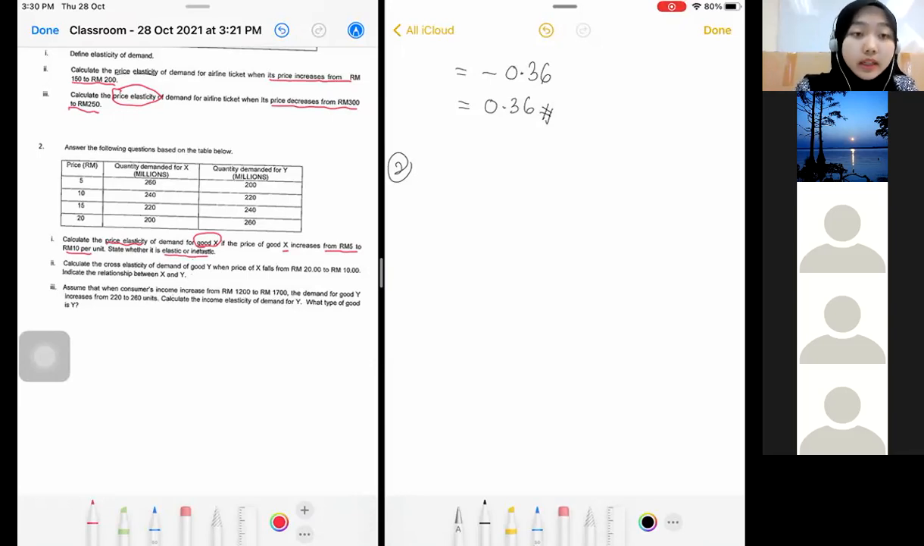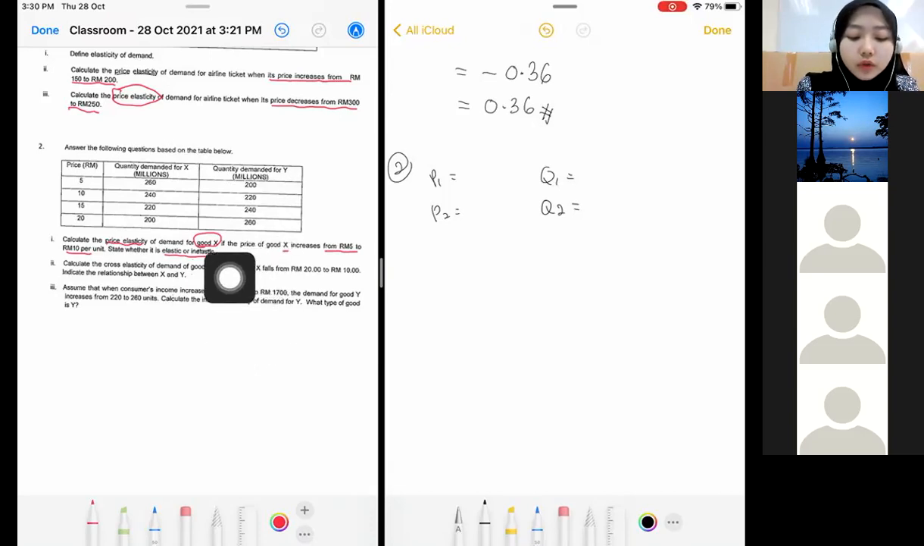So the first step, remember, take out all the important information. You have to identify what is your P1, what is your P2 and Q1 and Q2. Okay, but as for this question, it's a little bit tricky because they give you two kinds of goods, good X and good Y. So you have to read the question properly. This question asks you to calculate price elasticity of demand for good X. So you only have to look at the quantity demanded for good X. So you don't have to look at the good Y table.